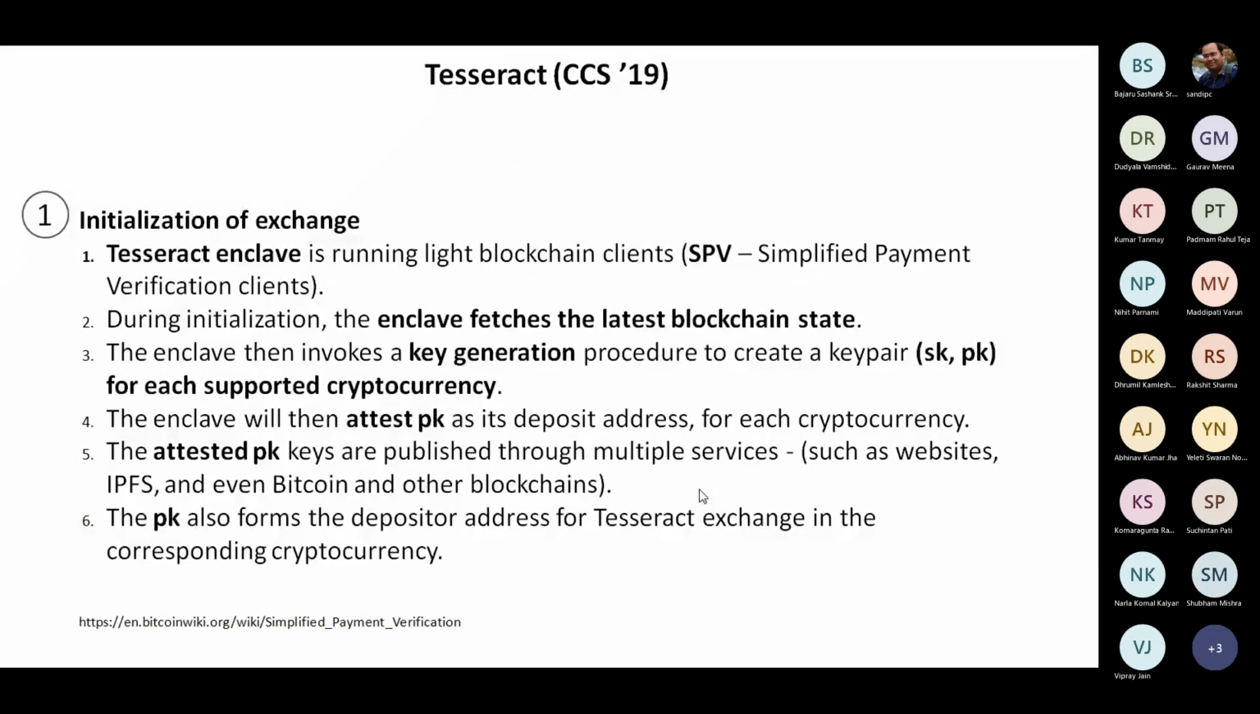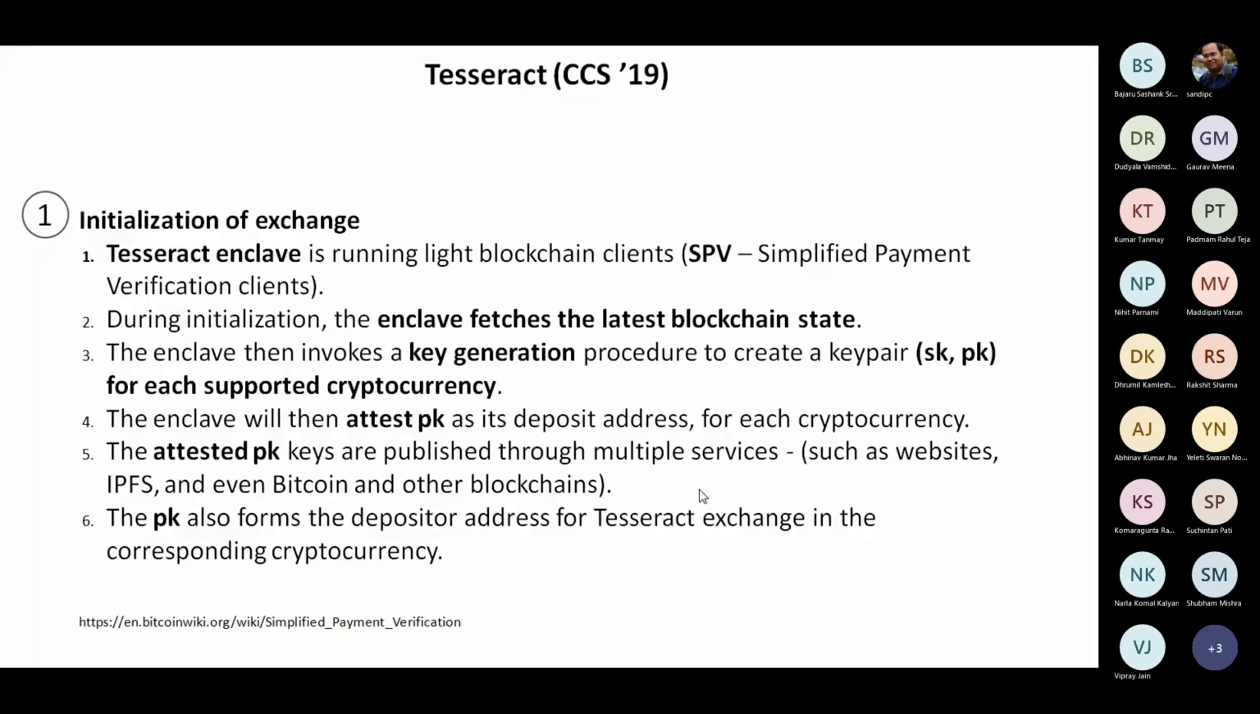So the Tesseract, this is called an enclave, this trusted execution environment that runs in the context of Intel SGX. That's typically denoted as an enclave. So the Tesseract enclave is running some light blockchain clients. Sometimes this is called simplified payment verification clients, or SPVs. So it is guaranteeing certain things.